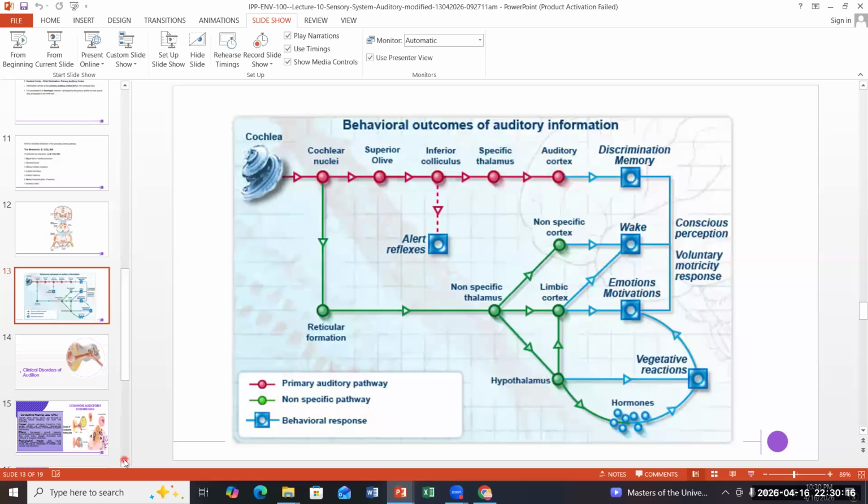Why is understanding the auditory pathway important? Because different hearing problems could be related to pathway blockage. Maybe the sound waves pathway is blocked, maybe the ear canals are blocked, or maybe there is damage in the inner ear cells, or maybe the vestibulocochlear nerve is damaged.